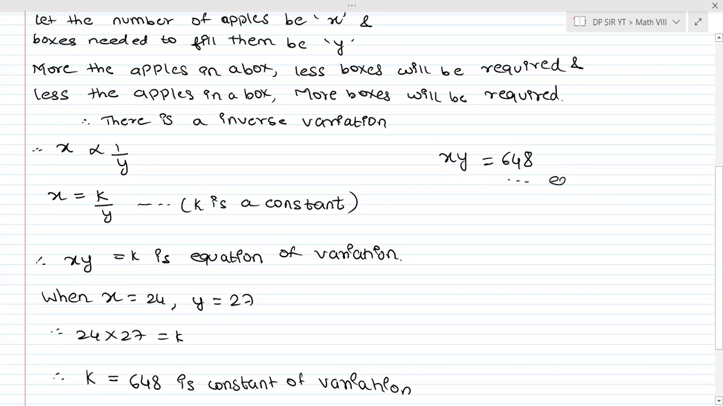This is the equation of variation. So sorry, equation of variation.